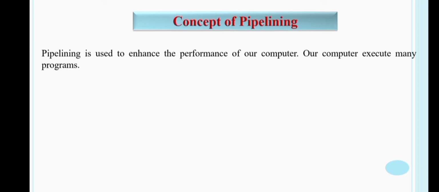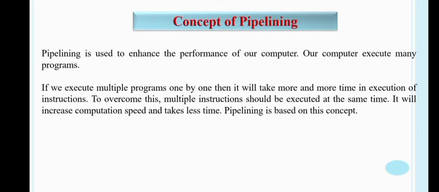Pipelining is used to enhance the performance. Our computer executes many programs. In our computer, there will be many softwares running. Each software is a collection of programs. Each program is a set of instructions. Now the question is how we can increase the efficiency or speed of the computer. The answer is, if we execute more instructions or programs in less time, then we can achieve high speed. Pipelining is based on this concept.